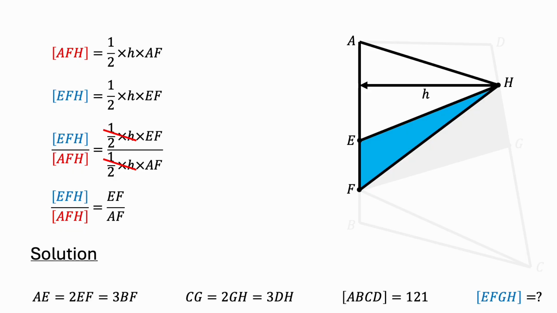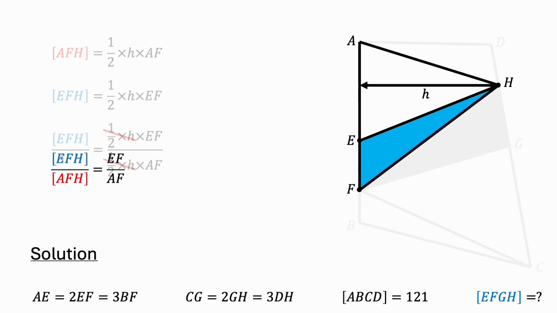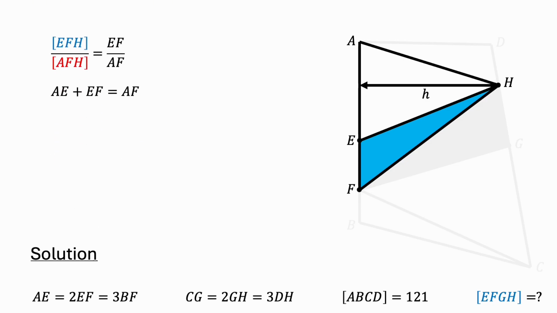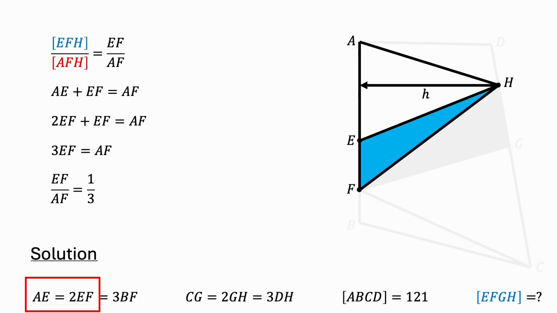This is the key idea. Triangles with equal heights have areas in the same ratio as their bases. Since AE plus EF equals AF and AE equals 2EF, we get 2EF plus EF equals AF, or 3EF equals AF. So EF over AF equals 1 over 3, and therefore area of EFH over area of AFH equals 1 over 3.